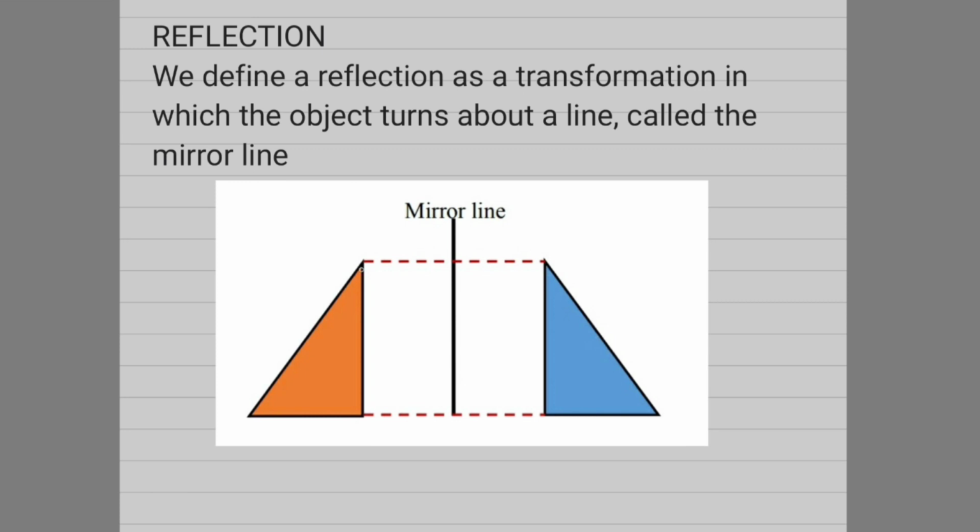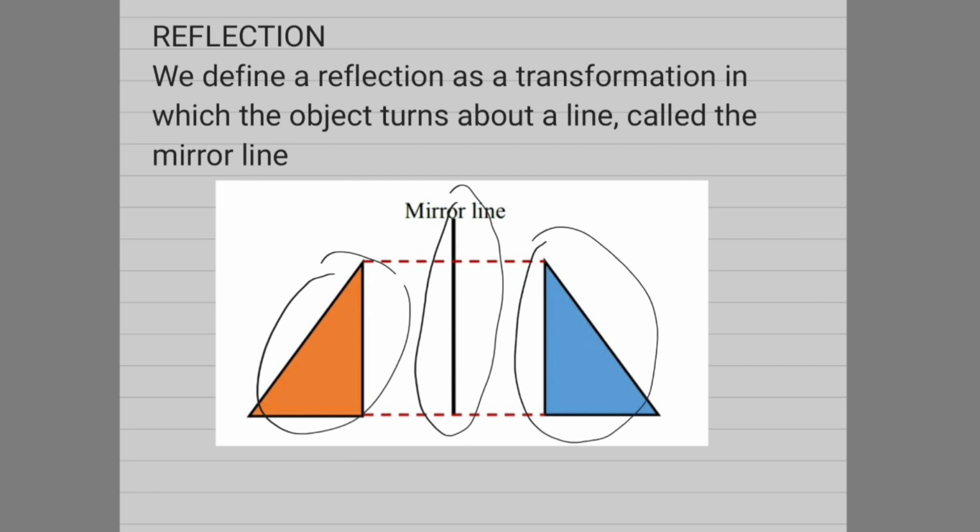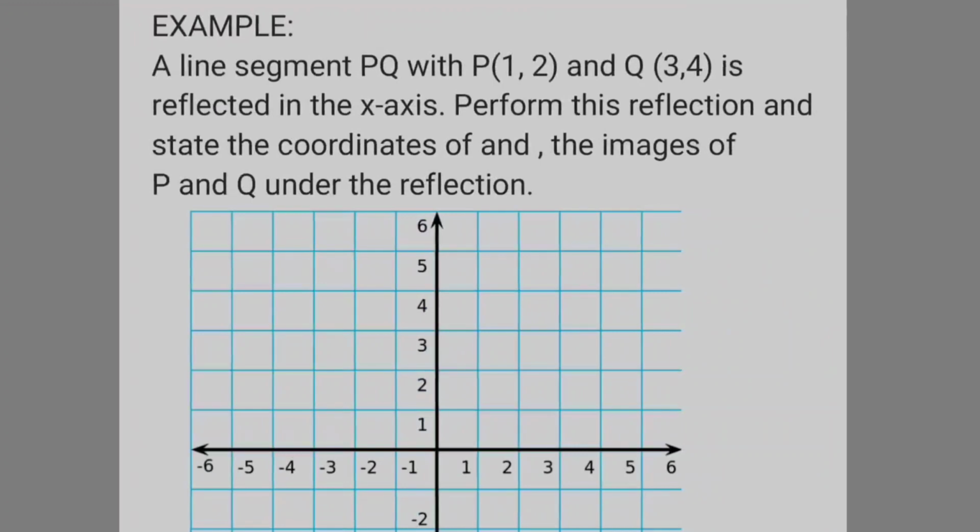Now in this example, we have the object here, and this line is called the mirror line. We treat it as a mirror, and this here is the reflection of the object. The distance from the object to the mirror line is the same as the distance from the mirror line to the image. So that is the whole gist about reflection. Let's see what else we have here.